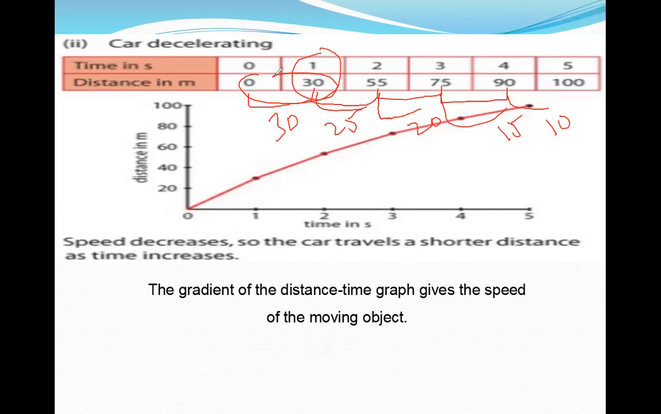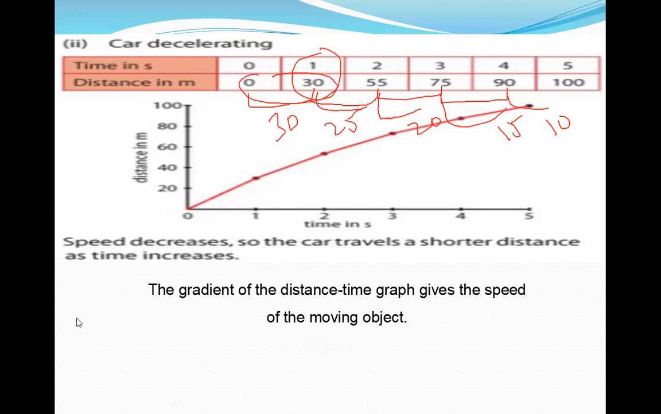The distance or displacement is increasing, but the rate of change has decreased. So the gradient has decreased. That's why the speed is decreasing. Okay, move to the next.